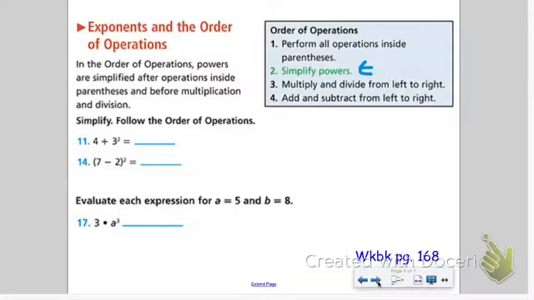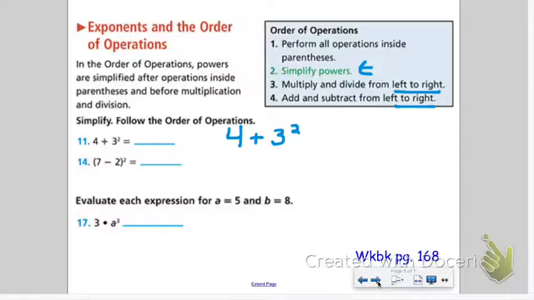It's going to come after you do everything in the parentheses. Then you worry about the powers. And then you do the other steps. You multiply and divide, again, from left to right. And you add and subtract from left to right. So take a look at number 11. We have 4 plus 3 to the second power. Let's go through the steps.